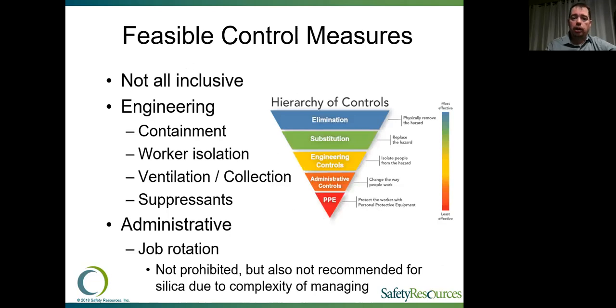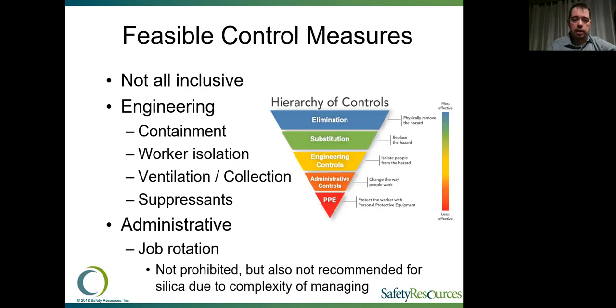Now, when we look at our feasible control measures to be put in place, obviously this is not going to be an all-inclusive list, but I always love to throw up our chart of our hierarchy of hazard controls, to ensure that we are utilizing the best methods possible that are feasible for preventing exposure. So obviously, engineering controls, things that we can do to contain that dust, or to isolate workers from those areas, are going to be critical, because they are going to be more effective than things like administrative controls.